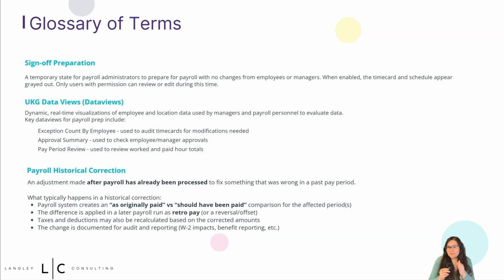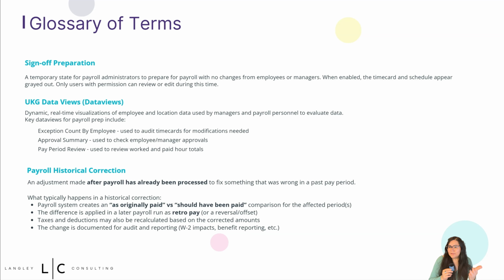Key data views for payroll prep include exception count by employee, that's used to audit time cards or modifications as needed. And then approval summary, used to check employee or manager approvals, and pay period review, used to review worked and paid hour totals. And finally, we have payroll historical correction.